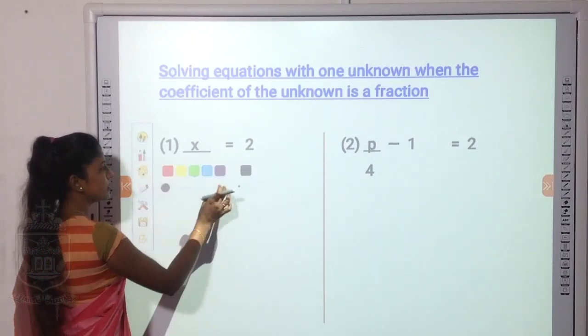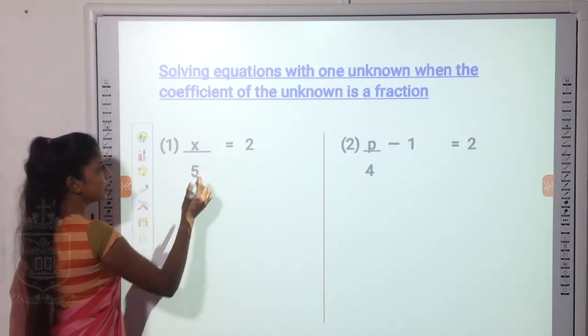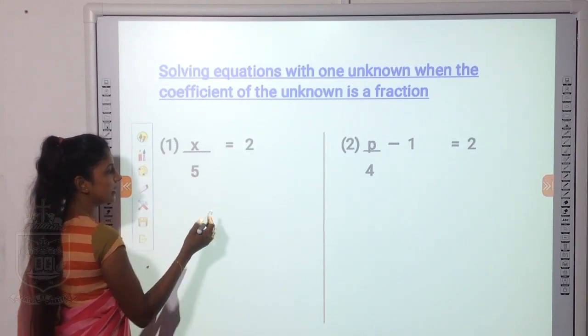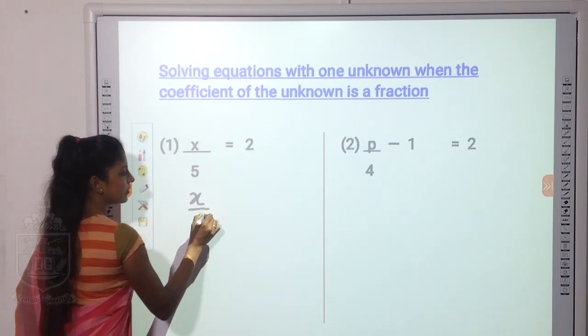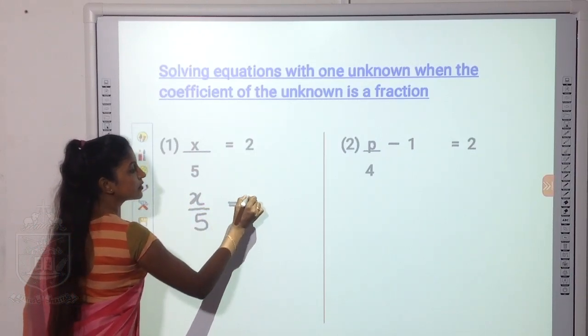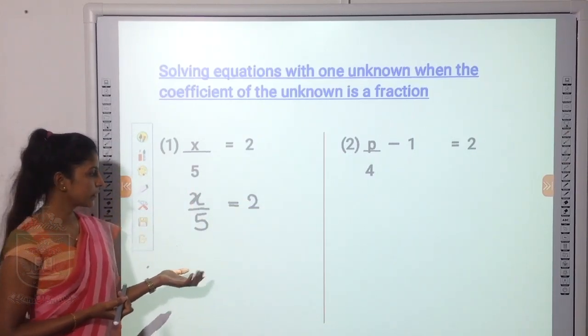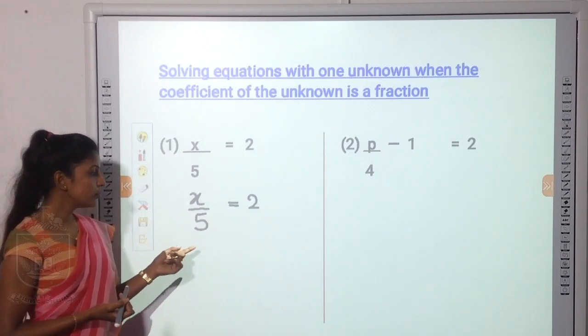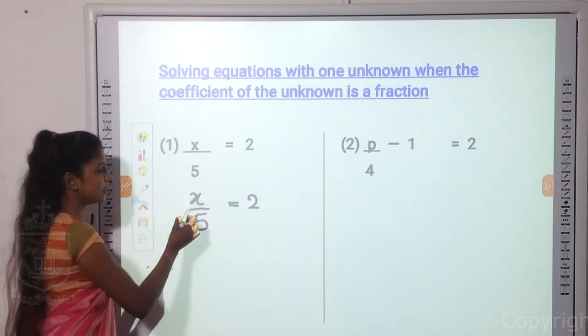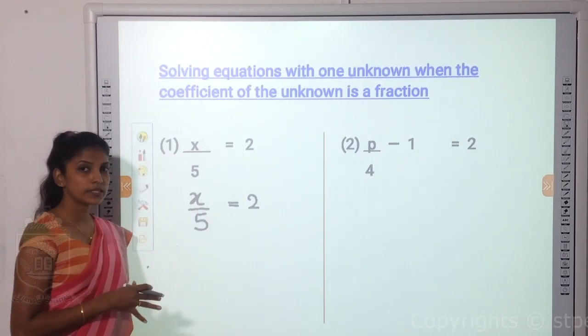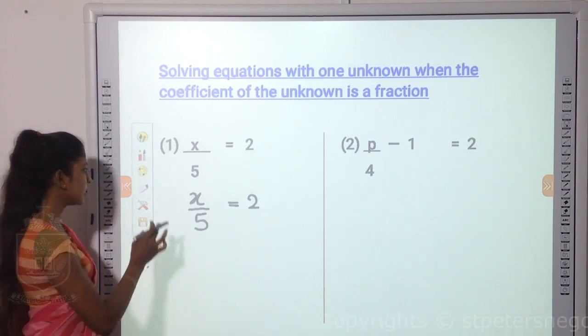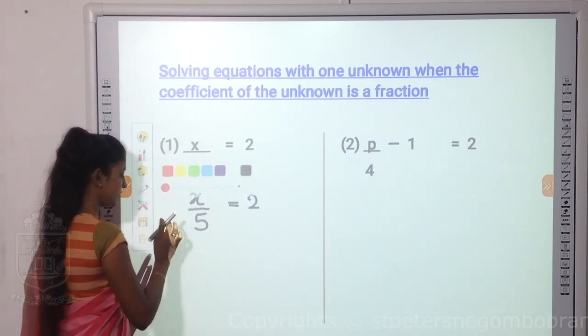If you look at the first example, you have only one term, that is x over 5. x over 5 equals 2. So you can see the fraction part is x over 5. This is the coefficient. And in order to cancel 5, since it is division, you have to do the opposite of division, that is multiplication. So let's multiply both sides by 5.